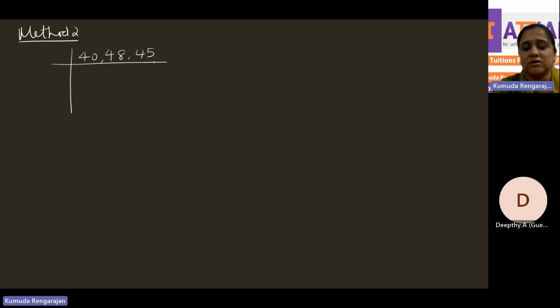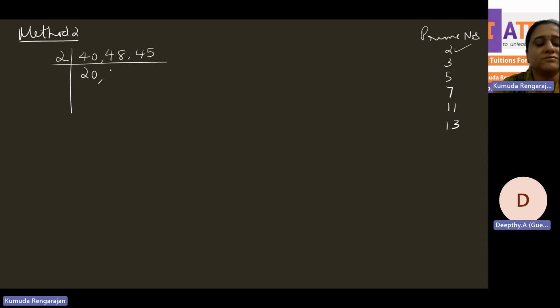Is any one of them a prime number? Prime numbers are 2, 3, 5, 7, 11, 13. You must start with the least prime number, 2. Now, is any one of the numbers here divisible by 2? At least one. Yes.